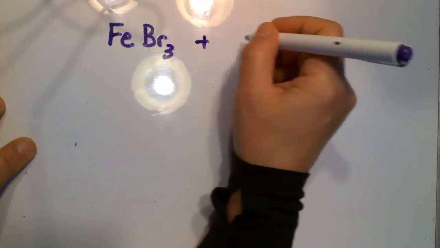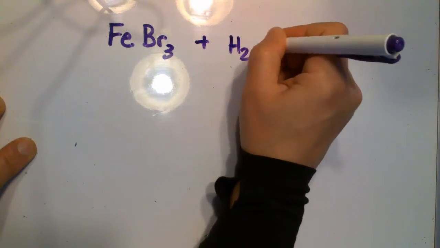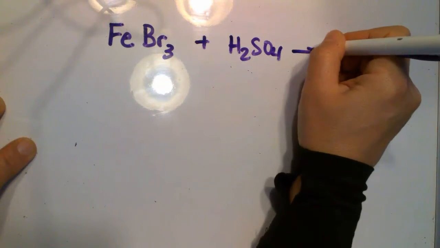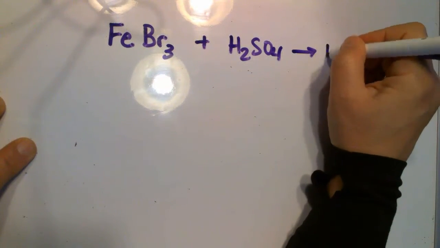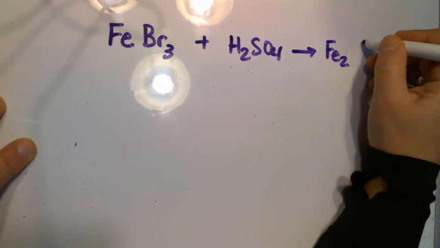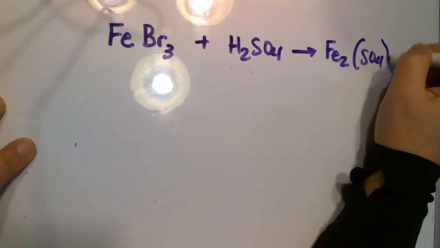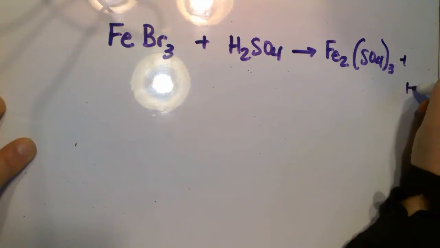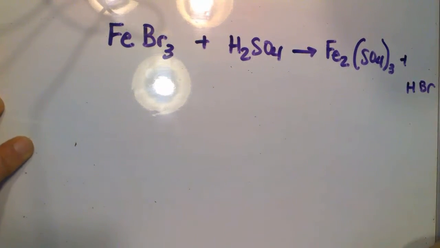plus H2SO4, which is going to make Fe2(SO4)3 plus HBr.